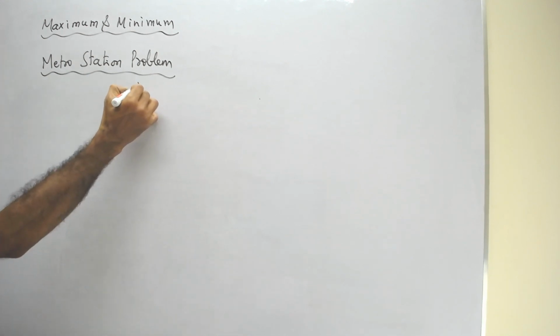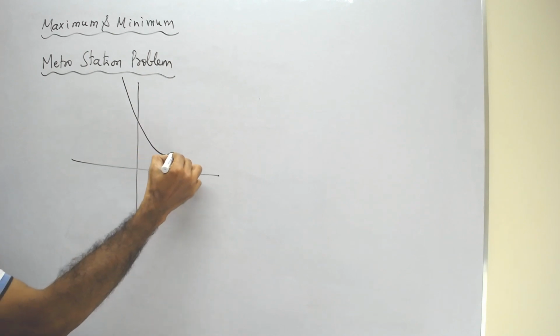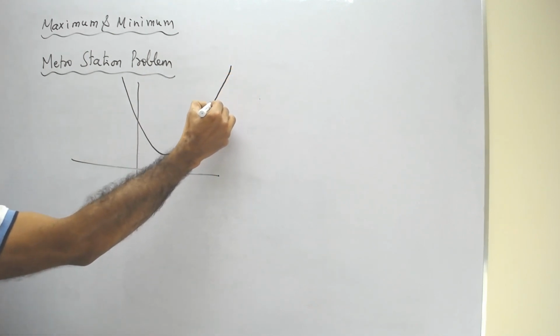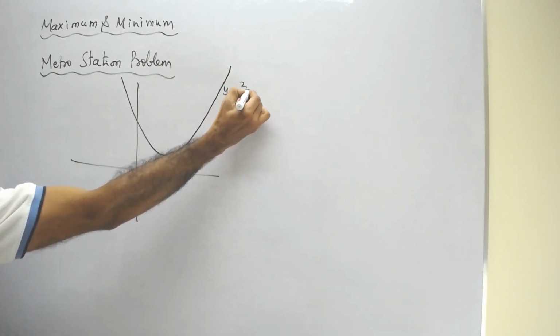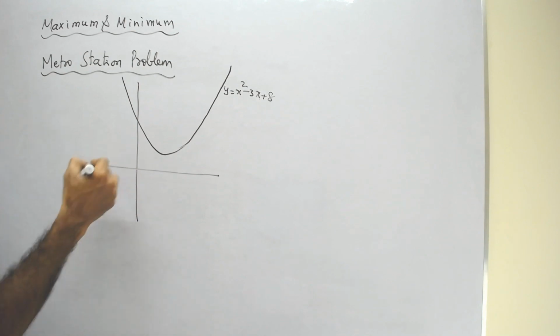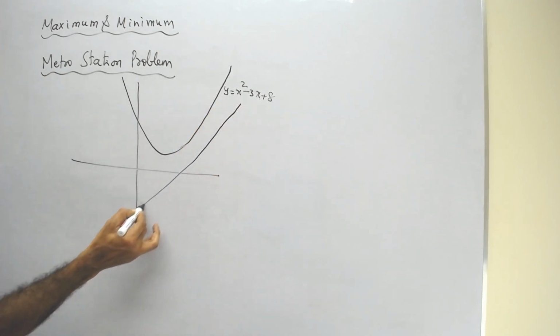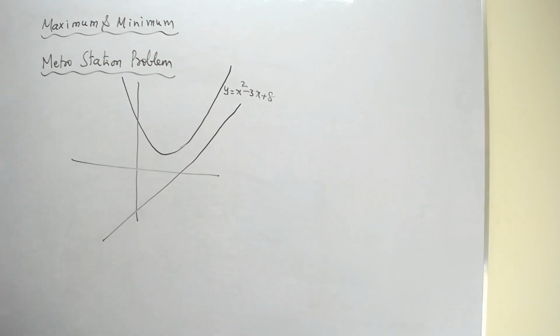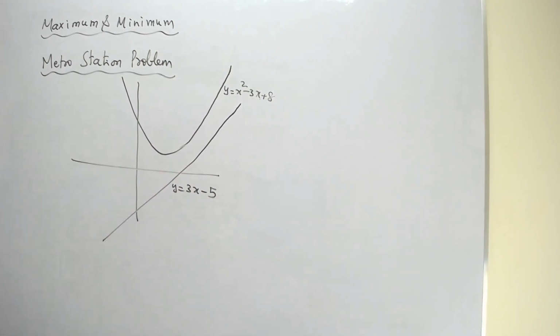Let us consider metro rail phase 3 corridor along this curve. So let us call this curve y is equal to x square minus 3x plus 8. Now let's assume that there is one more highway nearby this corridor which was planned, and the highway is along the straight line y is equal to 3x minus 5.